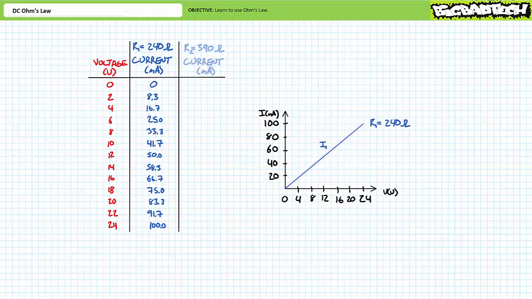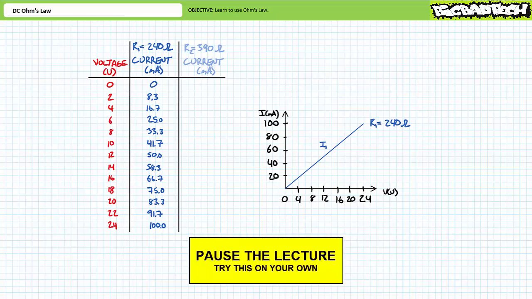As an exercise with the viewer, I invite you to calculate current through the 390 ohm resistor at the same specified voltages. Once you've got this data, go ahead and plot current as a function of voltage for the 390 ohm resistor on the same scale and the same plot we utilize for the 240 ohm resistor. By all means, pause the lecture and try this on your own. If you're tracking, you should have obtained the following results.